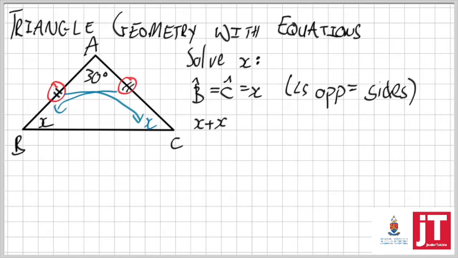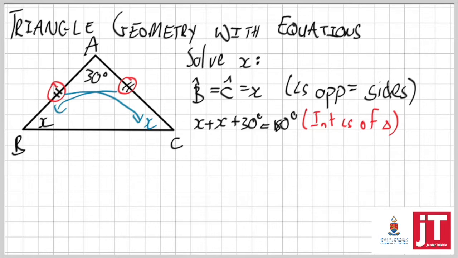Now, once we've done that, we go to our axiom. Remember, our axiom says that x plus x plus 30 degrees, so the angles must add up to what? The angles must add up to 180 degrees. This is very crucial, but you're not allowed to make a statement without a reason. So what is our reason? Interior angles of a triangle.